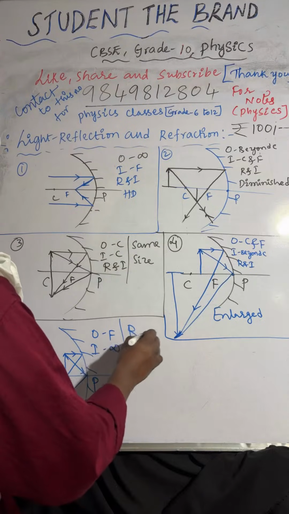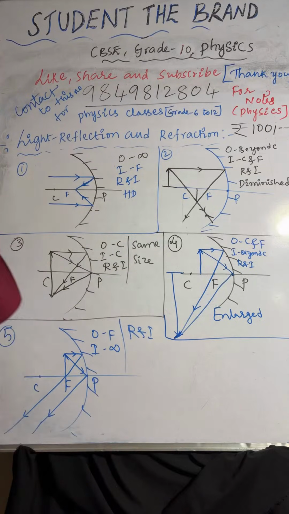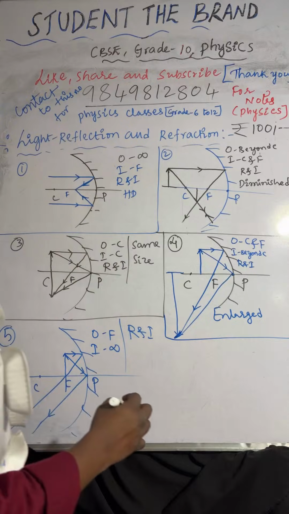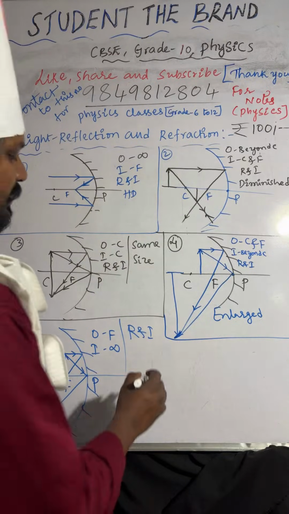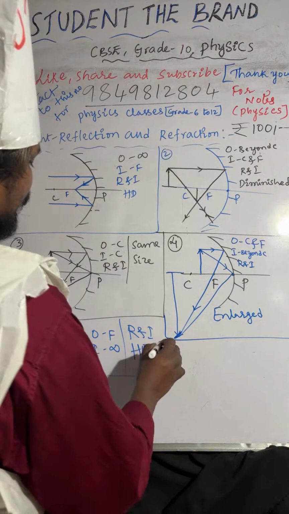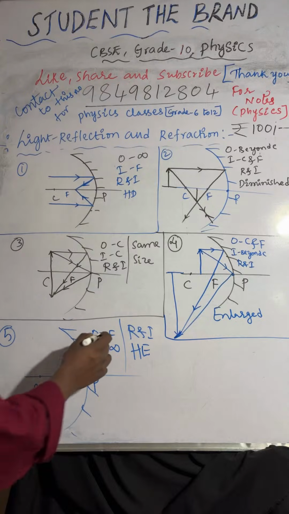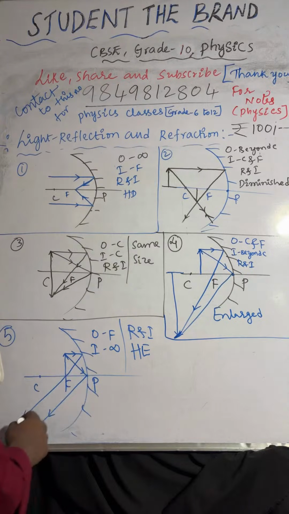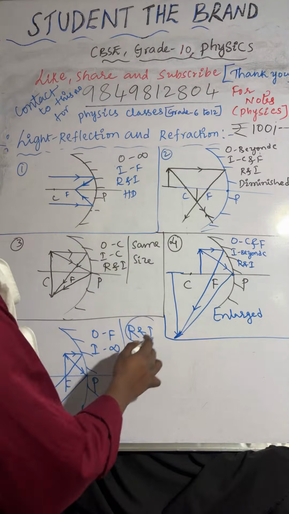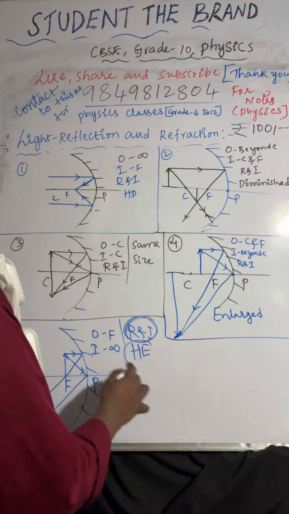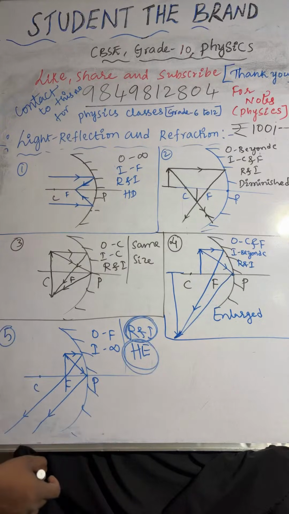Nature of the image is real and inverted. Size of the image is highly enlarged, because it is a point size image, so a highly enlarged image is formed at infinity. Okay, object is placed at F, image is formed at infinity, nature of the image is real and inverted, size of the image is highly enlarged. So that is the fifth one.